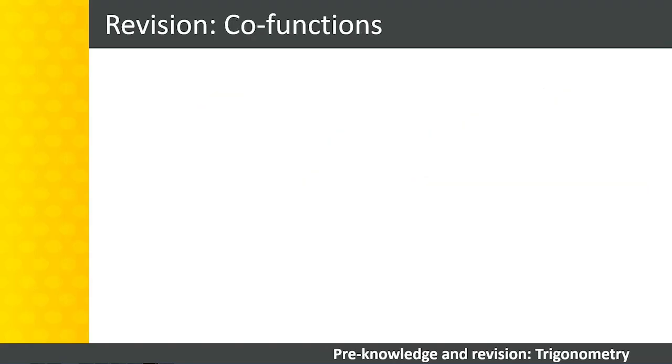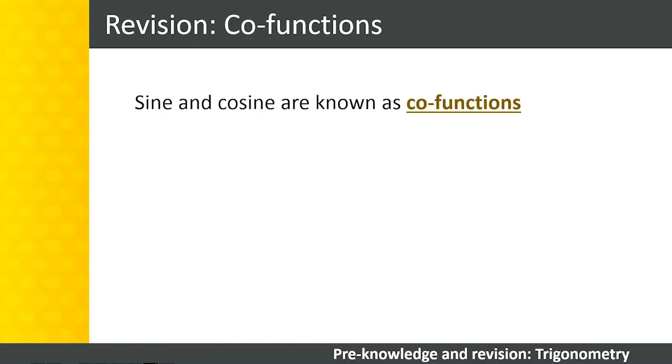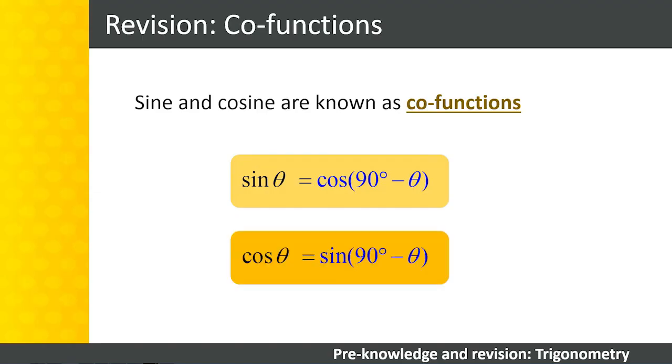In Level 3, students would have learned that sine and cosine are known as cofunctions. It can be derived from a right-angled triangle that sine theta is equal to the cosine of 90 degrees minus theta, and cos theta equals sine of 90 degrees minus theta. Students should know and apply these cofunctions. They are very useful aids in manipulating trig expressions when solving equations or proving identities.